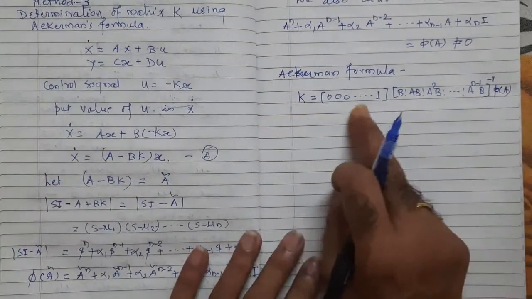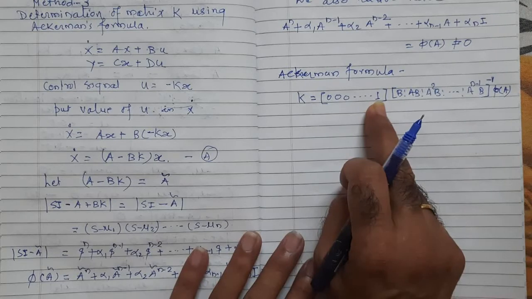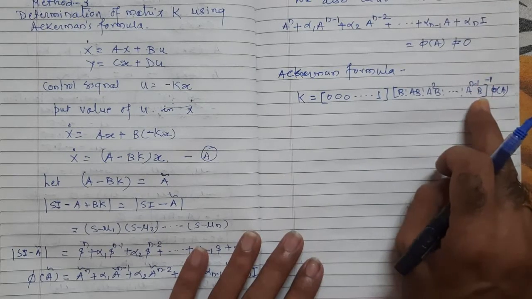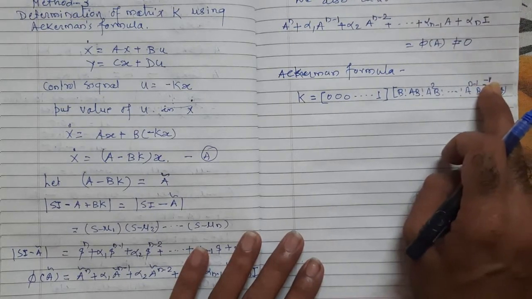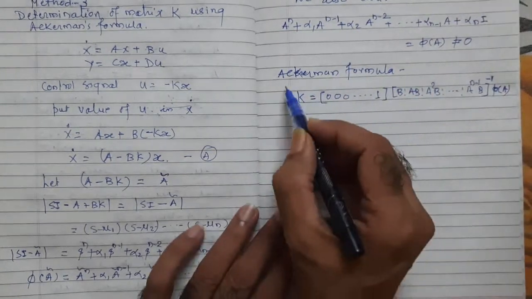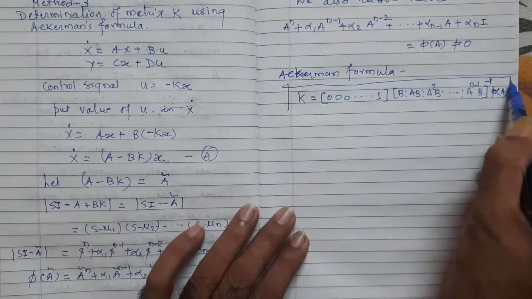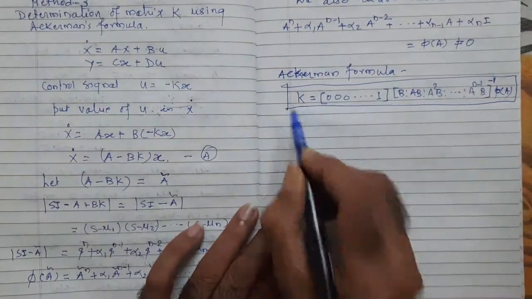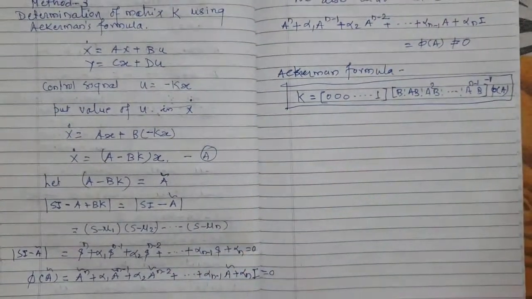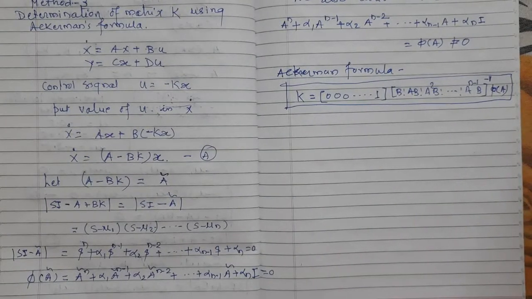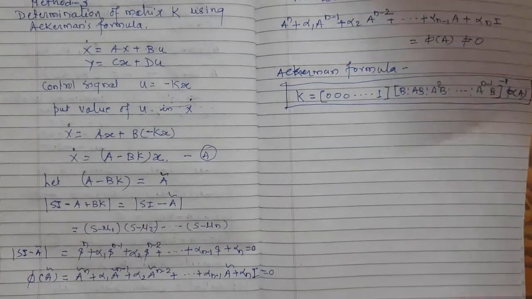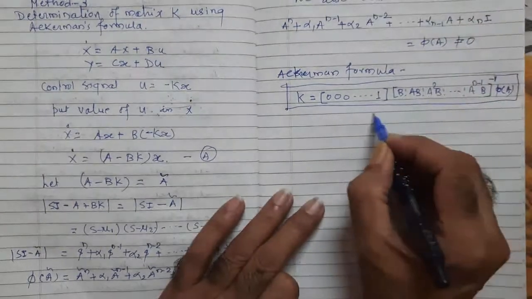K is equal to 0, 0, 0, 0, 0 and the last term becomes 1, multiplied by the inverse of B, AB, A squared B, up to A raised to n minus 1 into B, multiplied by phi A. So this is my Ackermann's formula. You have to remember this while solving the example. It is a simple formula: we just have to put in the values of A, B and phi A, and then we can find the value of K. So this is the third method.